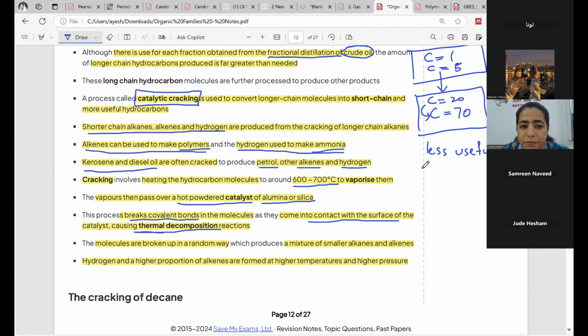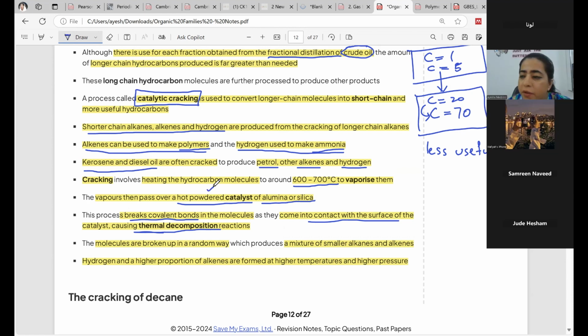Yes. Yes, Wafia. Miss, what's alumina? Alumina or silica are basically the names of the catalyst used. So alumina is aluminum oxide, silica is silicon oxide. Oh, okay, oxides of aluminum and silicon. So their names are alumina and silica. Okay. All right, thank you.